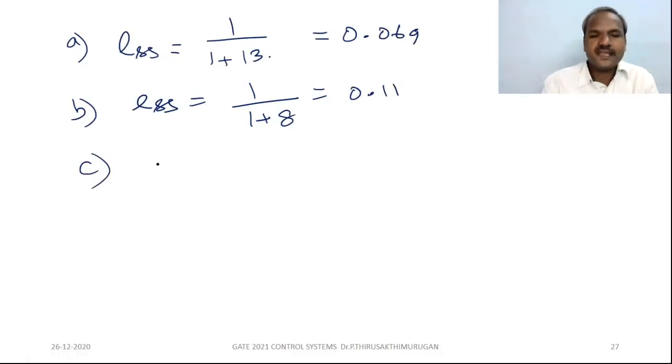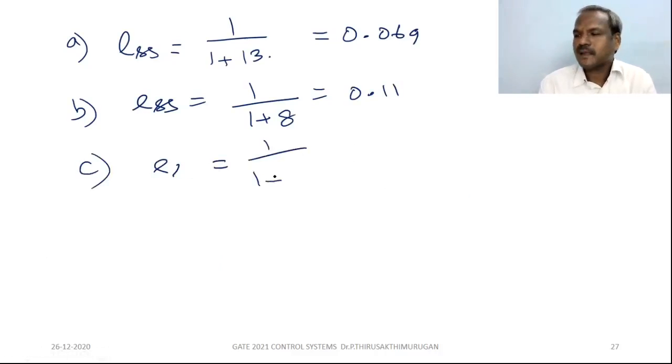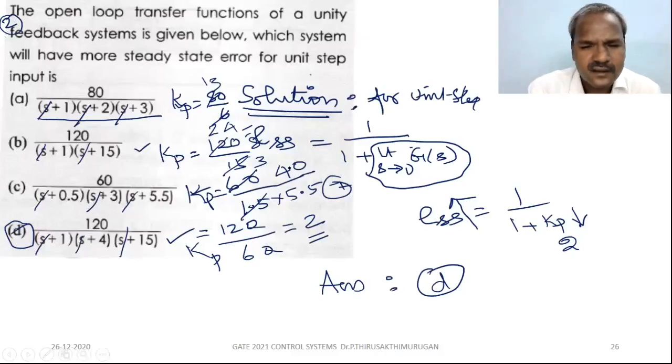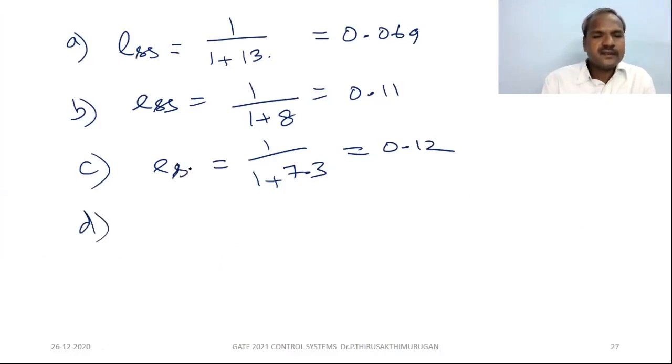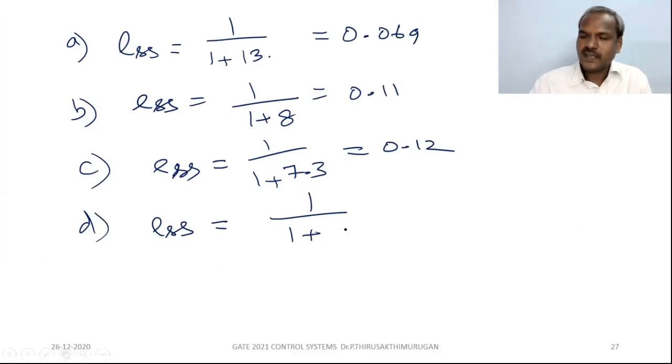In case C, steady state error equals 1 by 1 plus 7 point something, around 7.3, so we get 0.12. In the case of D, steady state error equals 1 by 1 plus 2, so 1 by 3.